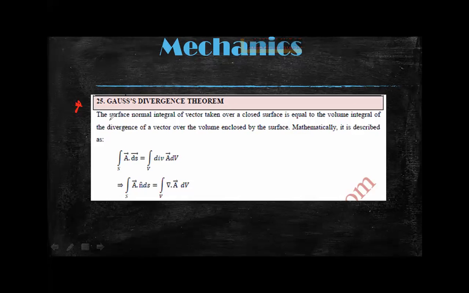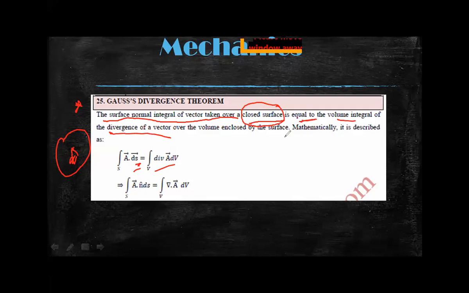So what is the statement? Note down. You have to take one surface. Here you have a charge, let's say, or vector A. The surface normal integral of a vector taken over the closed surface is equal to the volume integral of the divergence of the vector over the volume enclosed by the surface. Is the definition clear? Let me repeat again. Simply, beta, the surface integral of a vector must be equal to the volume integral of the divergence of the vector. That is the statement of Gauss theorem.